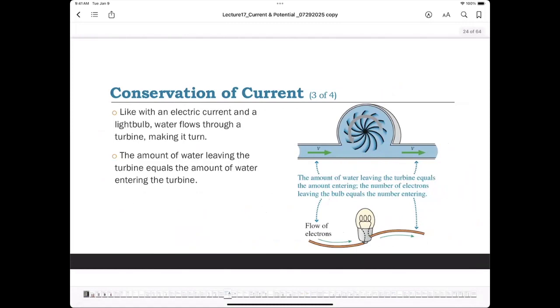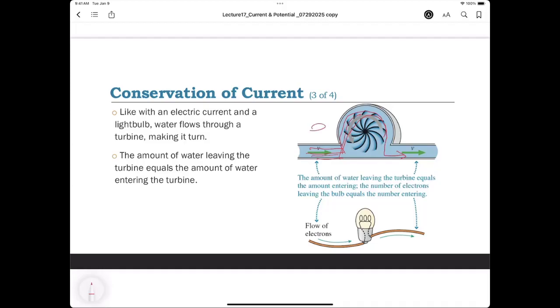Like with an electric current and a light bulb, water flows through a turbine, making it turn. You can see here there is a water flow, and this water flows through a turbine and makes it turn. It's just like electric current; we can call it a water current. The amount of water leaving the turbine equals the amount of water entering the turbine. It's similar to the flow of electrons.